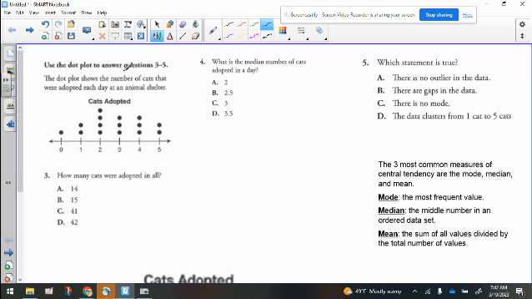The dot plot shows the number of cats that were adopted each day in an animal shelter. How many cats were adopted in all? So just to make sure we understand what this is really showing, when we say one what, right?